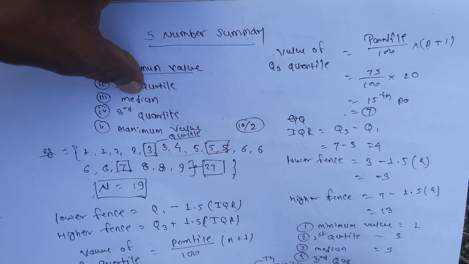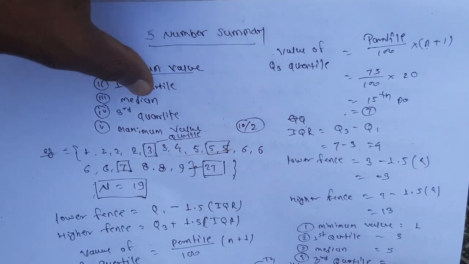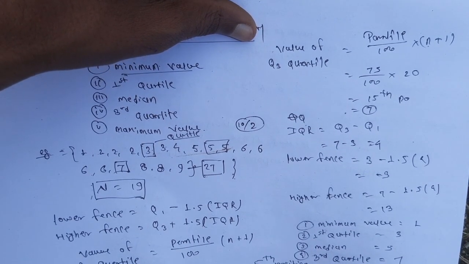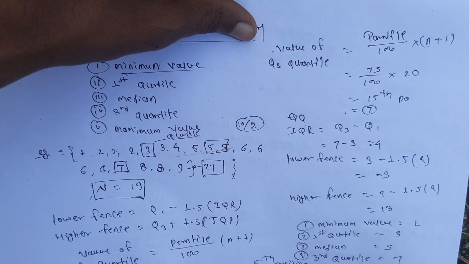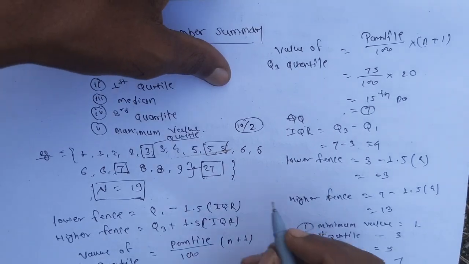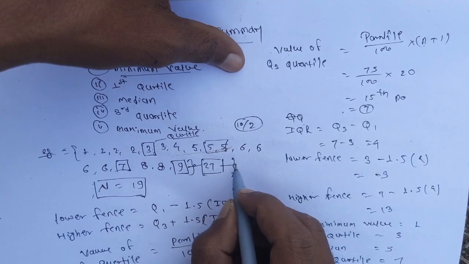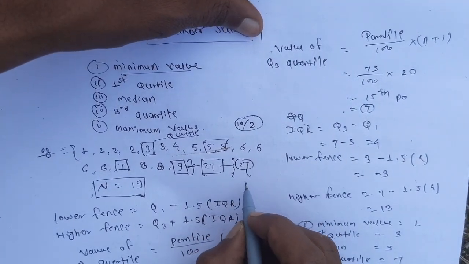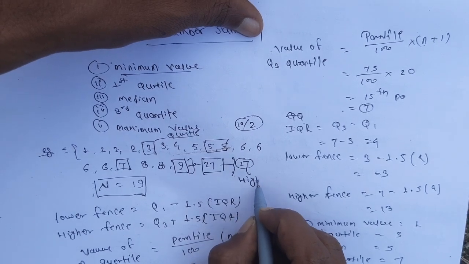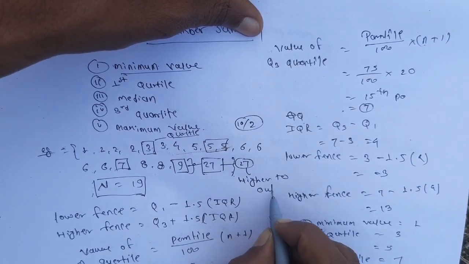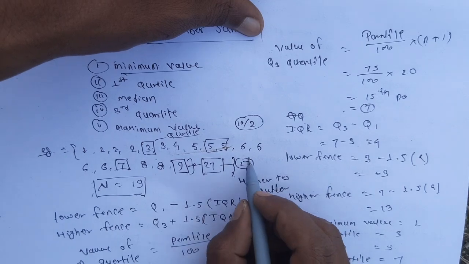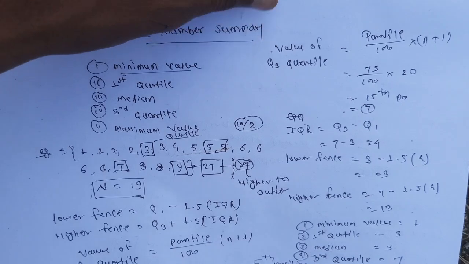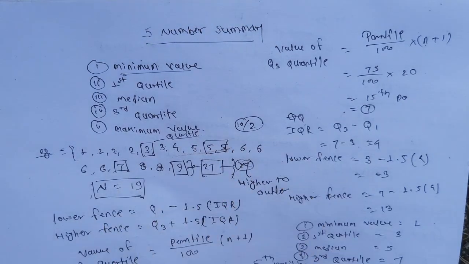The fourth one is the third quartile, which is 7. And what is the maximum value? The maximum value is 9, not considering the 27. Why? Because it is a higher outlier, so we neglect it. So the maximum value is 9. That is the 5-number summary.